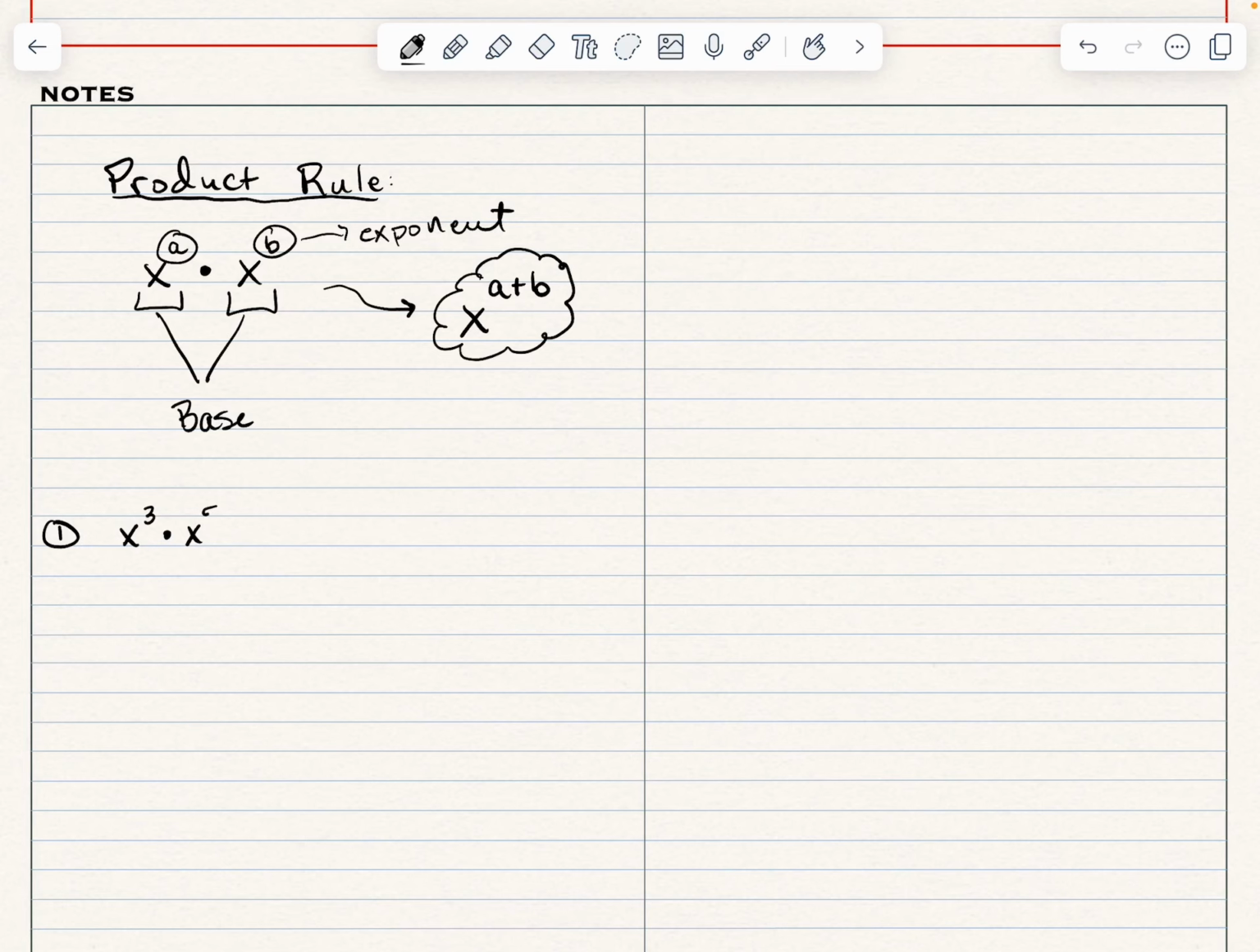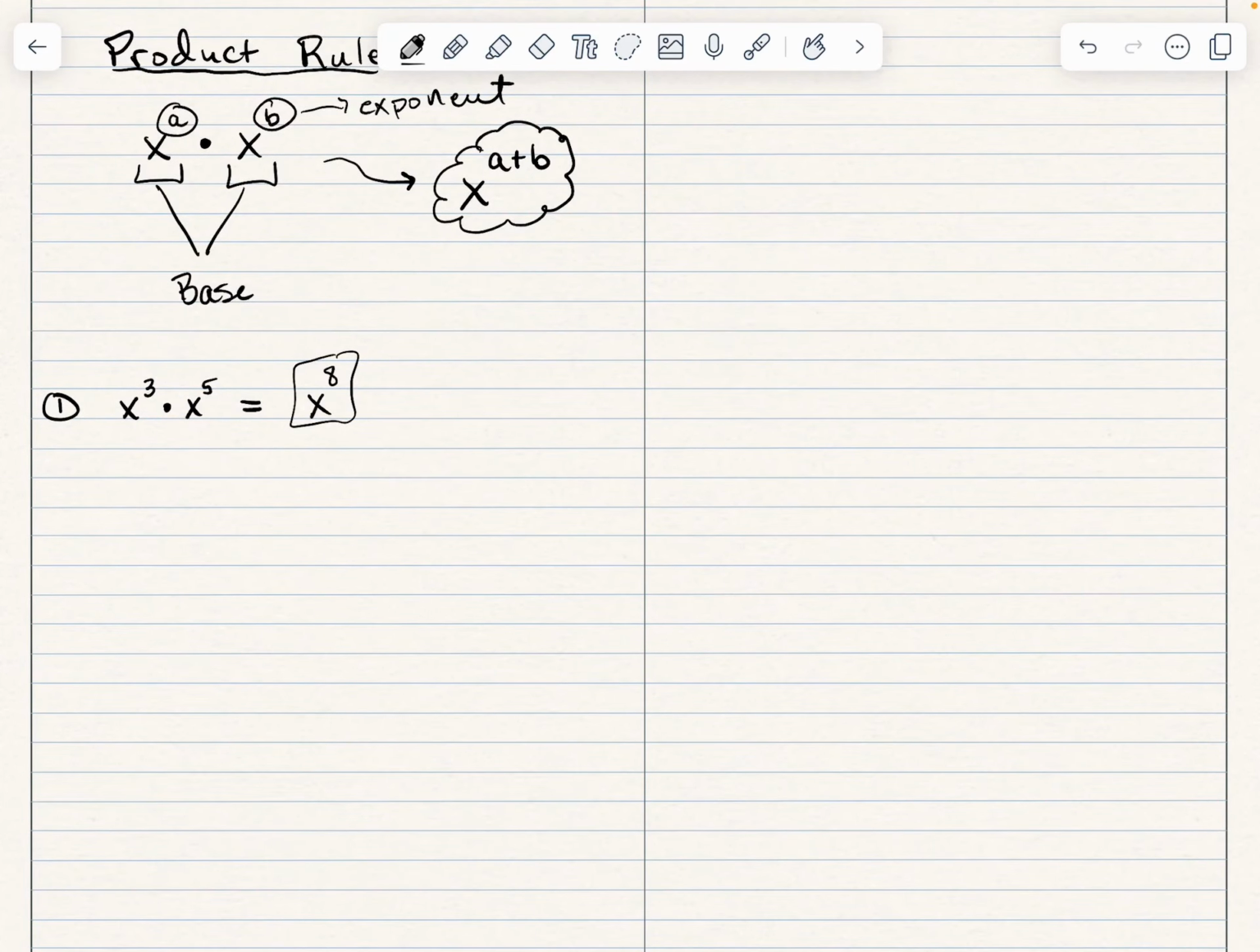Let's look at a couple examples of the product rule. Let's say we have x to the third times x to the fifth. Well, I have the same base of x. I am multiplying in between. What I'm going to do is add the exponents together. So we're going to have x to the 3 plus 5, which is x to the 8th power. And that one's done. That's how you would apply the product rule to that problem.